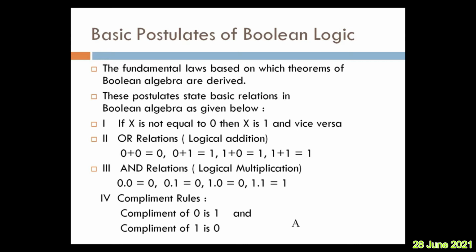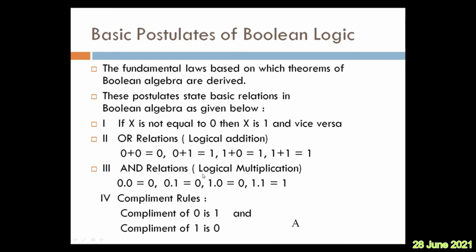Now what are the OR relations? It is a logical addition. It is not our arithmetic addition, it is a logical addition. Now I should read this: false with false, false only; false with true, true only; true with false, true only; true with true, true only. That's what we know in the OR gate or OR operation: if any one of the inputs is true, then the output is true. When all the inputs are false, then only the output is false.